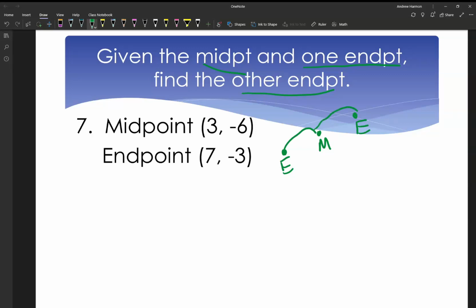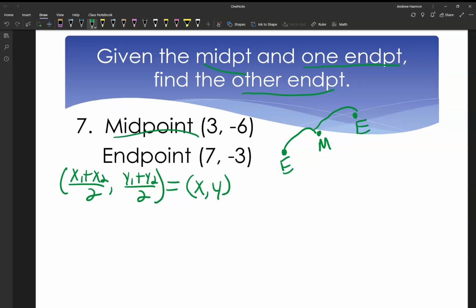So this is how we look at it algebraically. We know that our equation for midpoint is x1 plus x2 over 2, comma y1 plus y2 over 2, equals some point x comma y, and that some point is our midpoint. So we plug our numbers into this equation, and we'll get something like this.